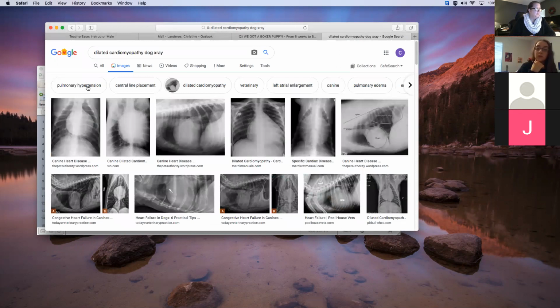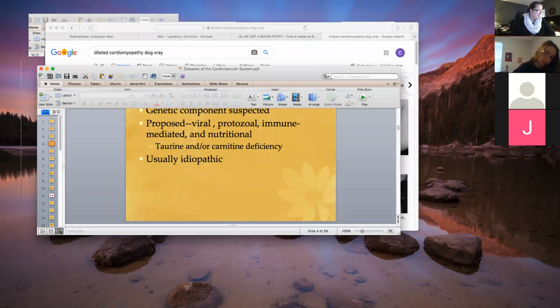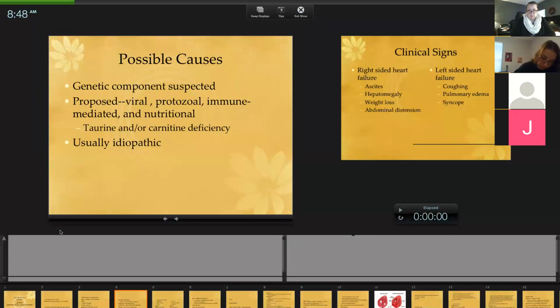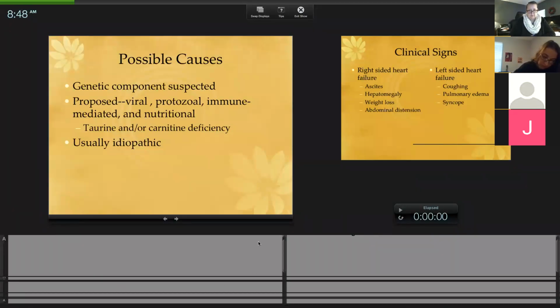Now, something that I want to bring up is not in the notes because this is a little bit older. It's these taurine and carnitine deficiencies. Most of the time in these dogs, it's genetic. Whether they had a nutritional deficiency, and it can be idiopathic, it just affected them.